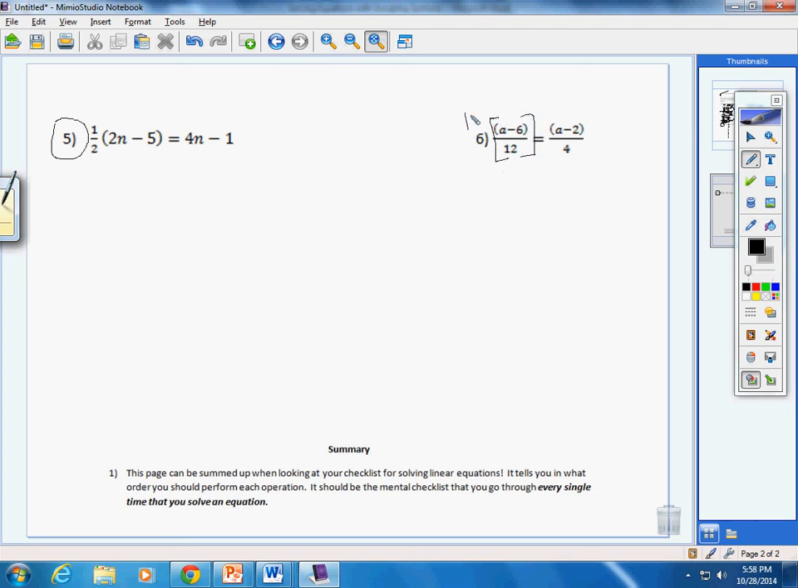So in 6's case, the common denominator, for 12 and 4, or the common multiple, is going to be 12. What that means is both 12 goes into 12 and 4 goes into 12. And that's the smallest number that they both go into, the least common multiple. The reason we're multiplying by 12 on both sides is because watch what happens. You're multiplying by 12 over 1 on both sides.